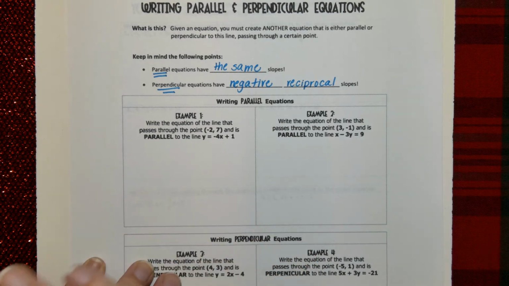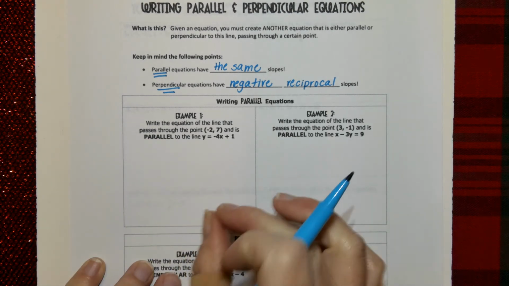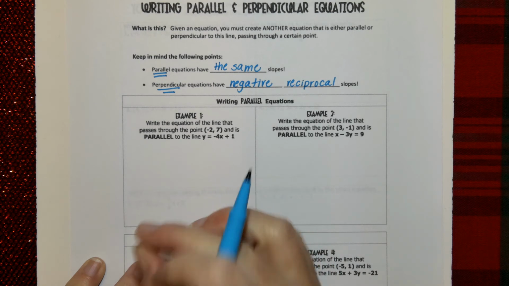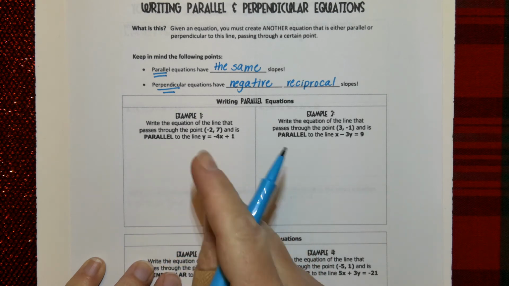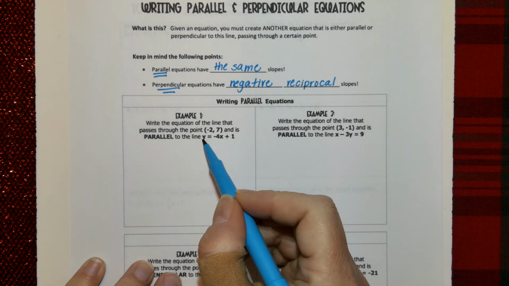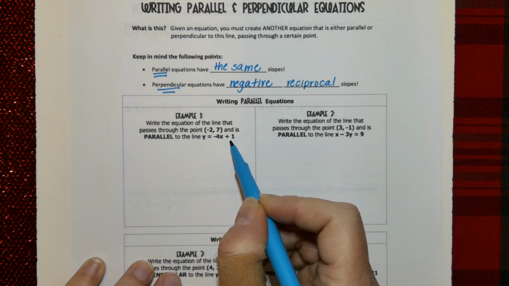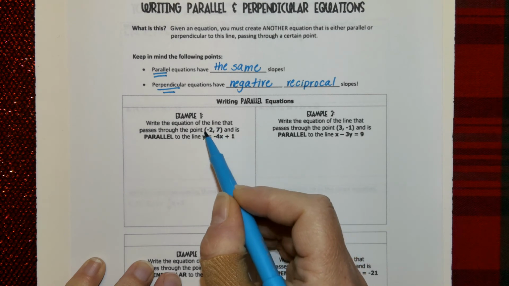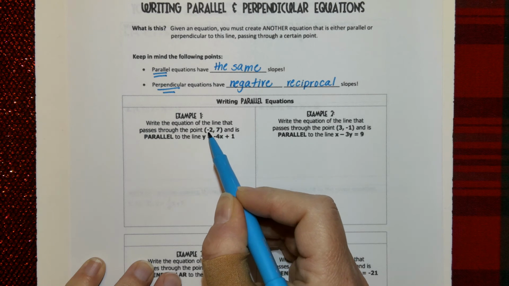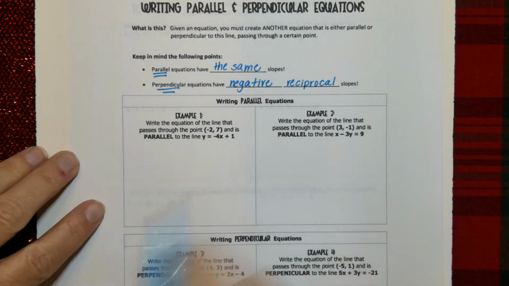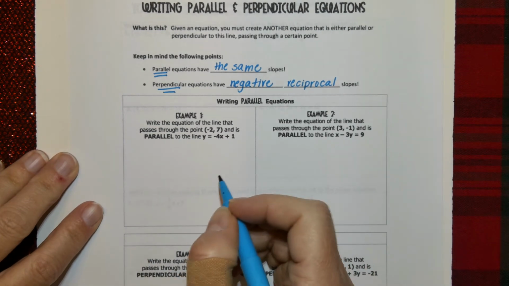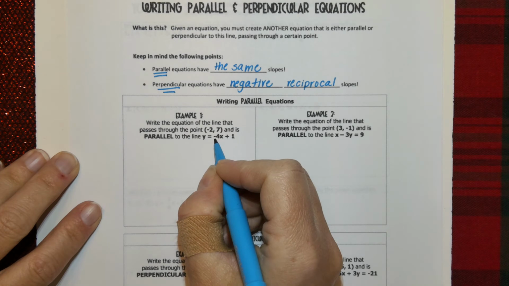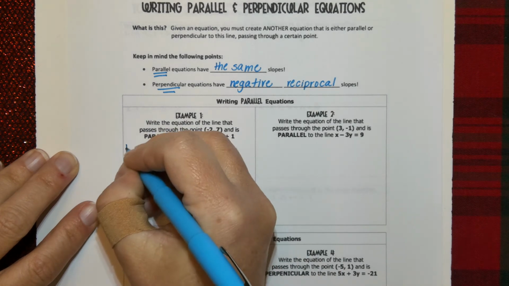Now, step 1, I'm going to tell you, is always to pull the slope out of the equation that you have. Remember, we're looking at equations for 2 lines. They'll give you the equation for one line. You need to pull the slope out of that equation and use it along with the ordered pair that they're giving you to write the equation for the other line. So, step 1, pull the slope out of the equation they give you. The slope here is negative 4.